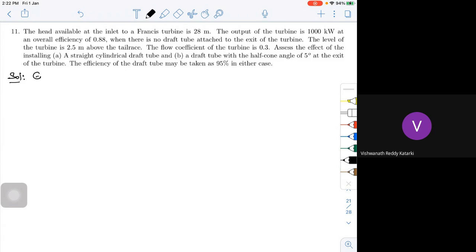So what is given? They are given a Francis turbine with an available head of 28 meters. The power is 1000 kilowatts, and they are given the overall efficiency as 88%, or 0.88. Okay, and they are given the flow coefficient, that is psi is equal to 0.3.